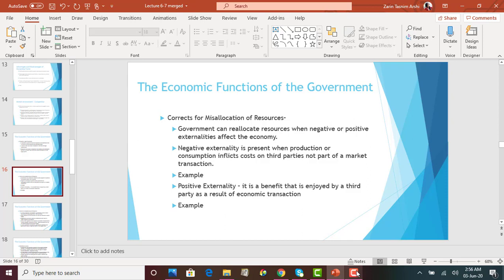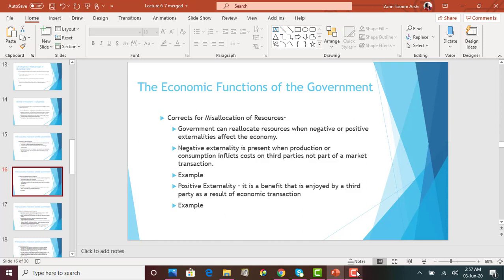Same way, you need to understand what positive externality means. Positive externality means when there is an economic transaction between me and Tom, then because of that economic transaction third parties get benefit. They are not even part of the transaction, but they are benefiting from it. So it is a benefit that is enjoyed by a third party as a result of an economic transaction.